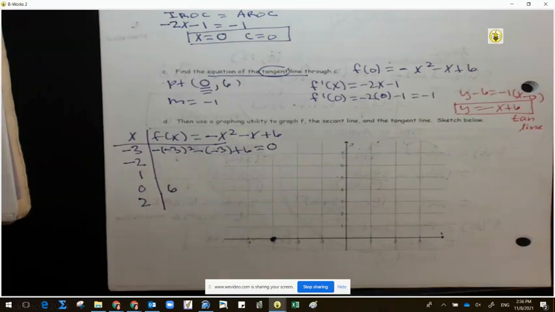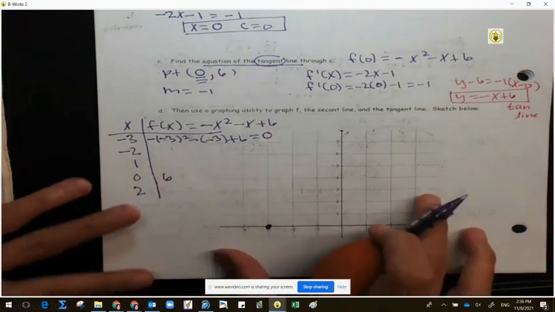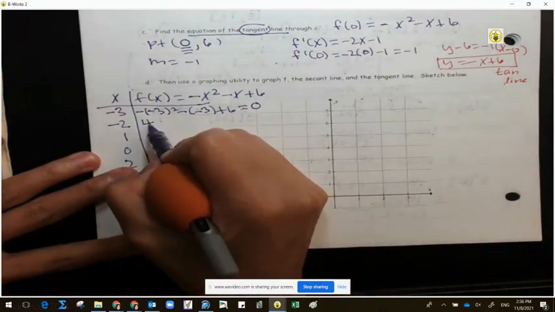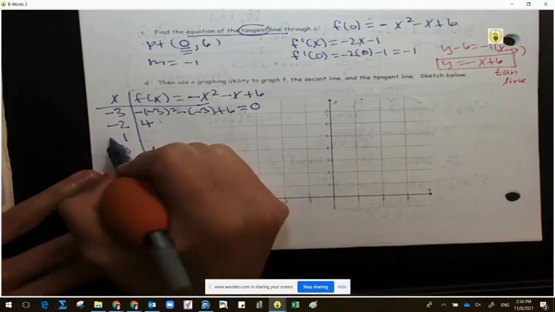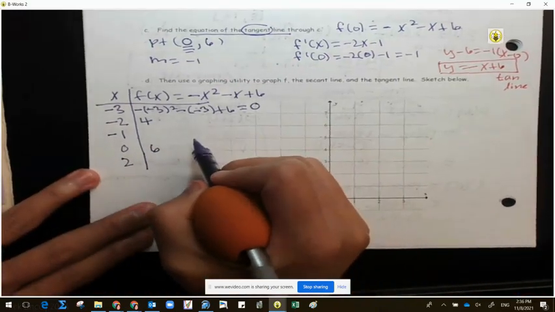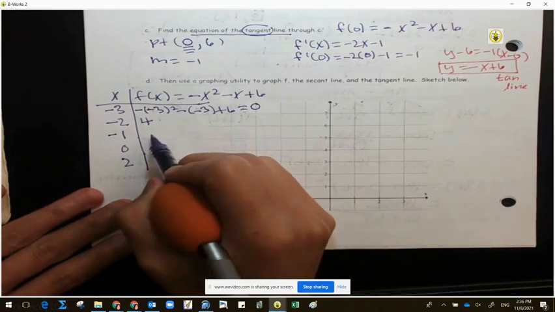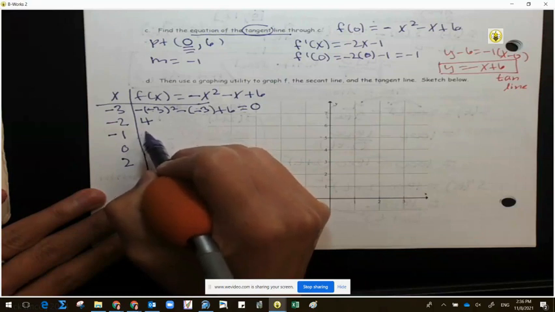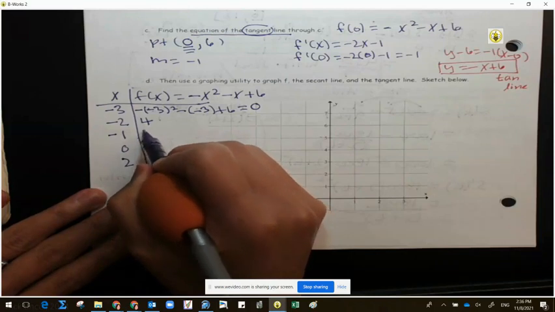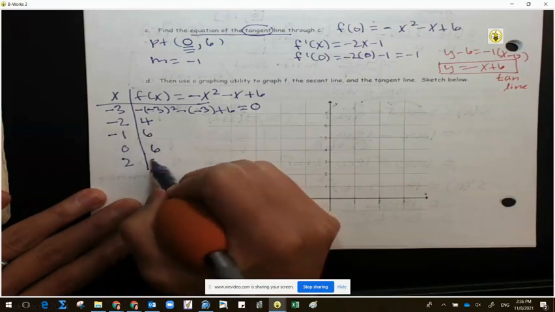So what is our output when the input is -2? Did someone say 4? What about -1? I meant to write -1. That's my mistake. If we plug in -1, what should we get? You should get 6. And if you plug in 2, it's 0.